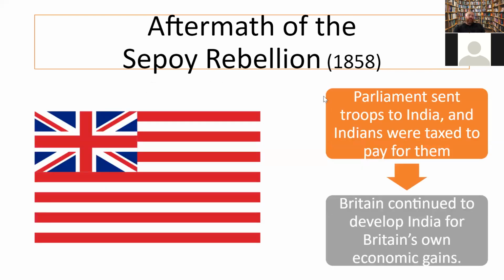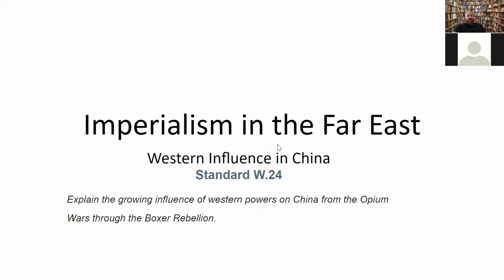So Parliament sends troops. And then another thing that is quite similar to the American colonists: the Indian people are taxed to pay for the troops that are keeping them in check. Very interesting, huh? I don't know how they get away with all this stuff. It's craziness. And then we're going to see something similar, right?